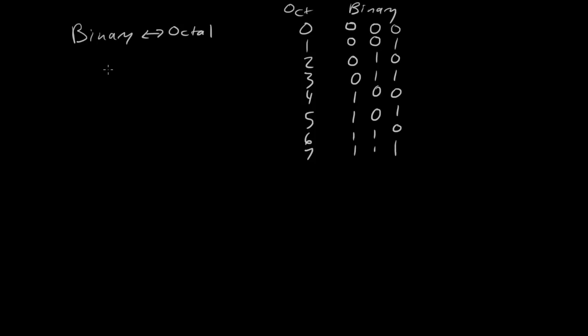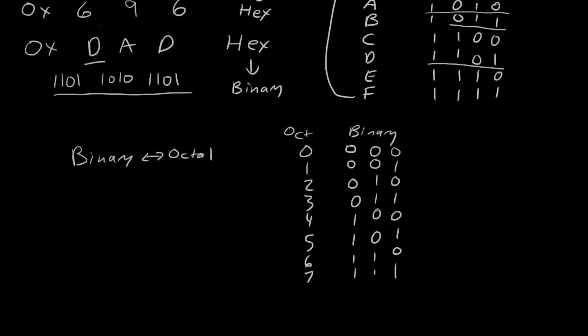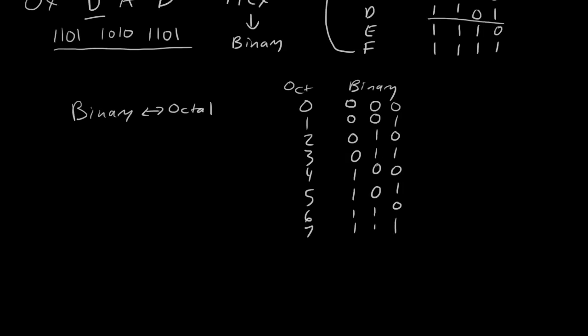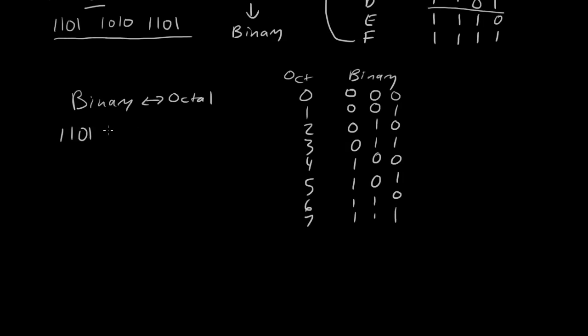Now, suppose I have the same number that I had before. Let me copy that number around. Oh, well, it's not working. Never mind, I'll just write the number down the old-fashioned way. So I have 1101, 1010, 1101. This is dad, by the way, in hex.